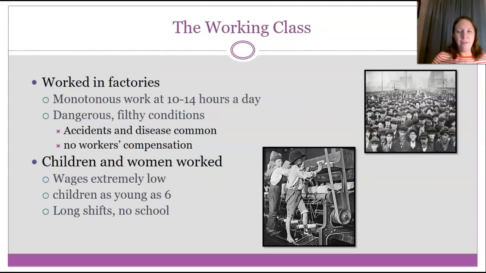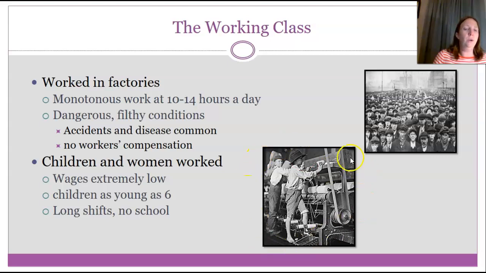And then the class that definitely did not benefit was the working class. So people that were used to farm work or doing other small work in the home, and the conditions of their home, now had to work in factories. And factory work was often very monotonous, where everyone would work 10 to 14 hours a day in dangerous, filthy conditions, because the goal was to maximize profits and to maximize production of goods. The well-being of the workers was definitely not a high priority.